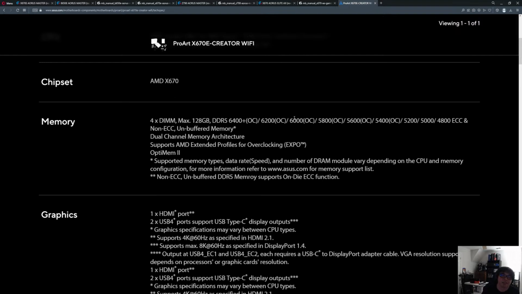Meaning if you bought RAM that says 6000 megahertz on the box, just because it says it'll run 6000 out of the box doesn't mean that when you put it in a motherboard like this, it's guaranteed. So it's not guaranteed to run at 6000 on a ProArt Creator, even though the RAM is 6000 megahertz RAM. People need to understand that, because I think there's a lot of misunderstanding in the public when it comes to overclocked RAM, because XMP is an overclock. EXPO is an overclock. It's literally in the name: Extended Profiles for Overclocking. So it's not guaranteed.